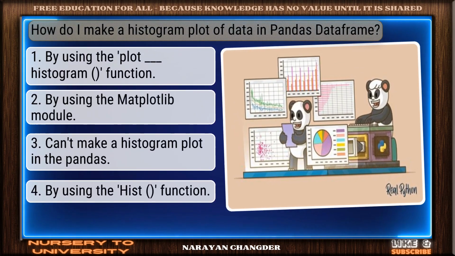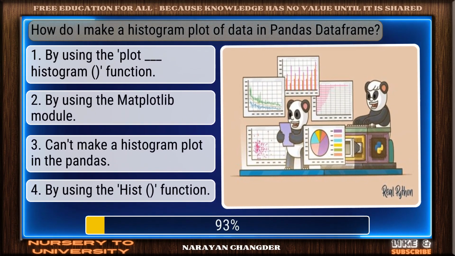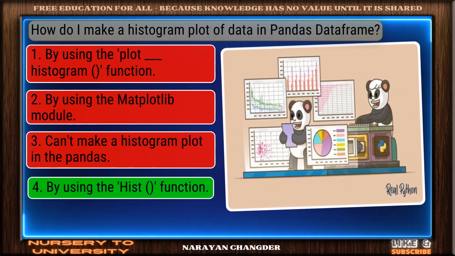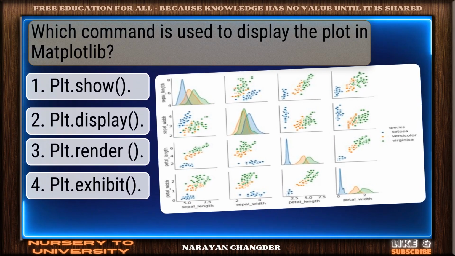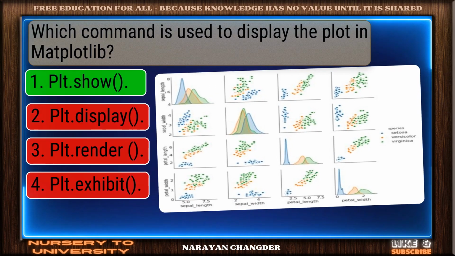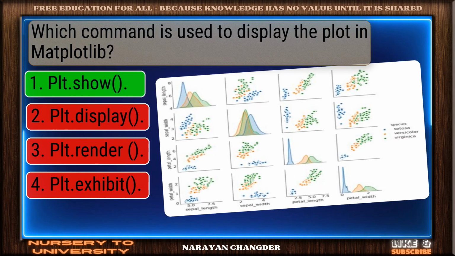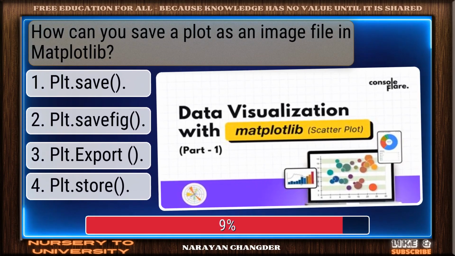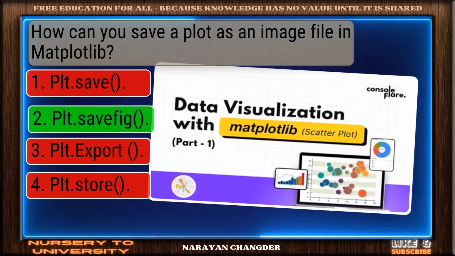Question number 27. How do I make a histogram plot of data in a Pandas data frame? You got it. Your choice, by using the hist function, is right. Question number 28. Which command is used to display the plot in Matplotlib? Clear logic. Your choice plt.show is sound and 100% true. Question number 29. How can you save a plot as an image file in Matplotlib? Nicely done. plt.savefig is a solid answer.